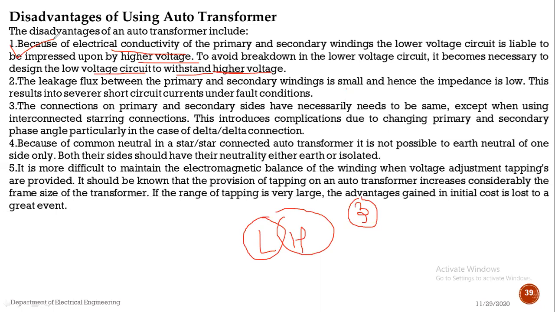The second disadvantage is that the leakage flux between the primary and secondary winding is small, hence the impedance is low, and this results in severe short circuit current under fault condition. See, whether there is leakage flux present in between primary and secondary in the case of an auto transformer.